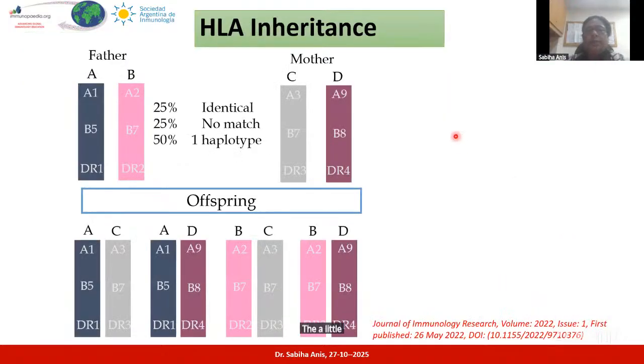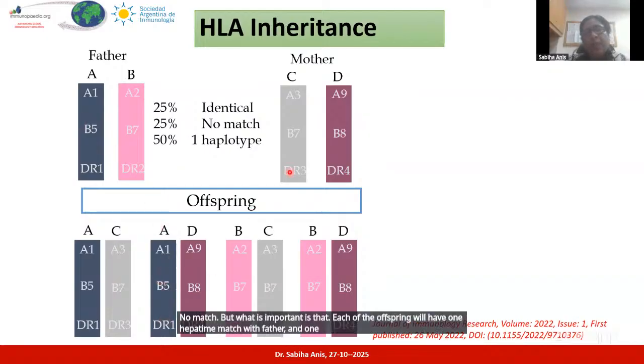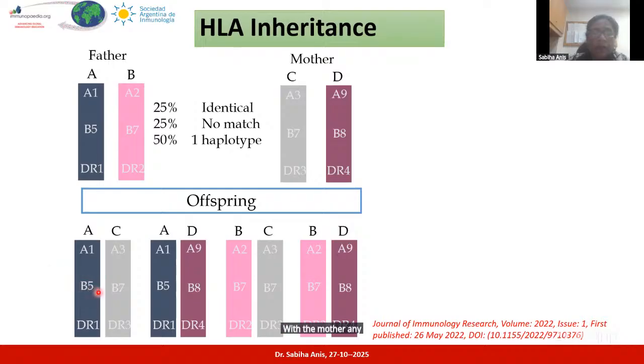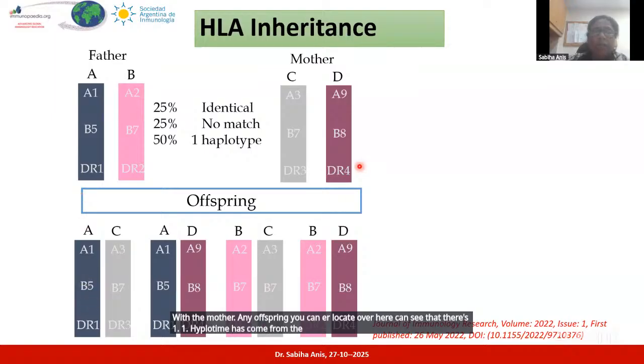A little bit about the HLA inheritance. It actually follows the Mendelian law of inheritance. If looking into the offspring, there will be a 50% chance that they will have one haplotype match, 25% chance that they will be identical, and 25% chance that there will be no match. But what is important is that each of the offspring will have one haplotype match with the father and one haplotype match with the mother. Any offspring you can locate over here, you can see that one haplotype has come from the father and one haplotype has come from the mother.